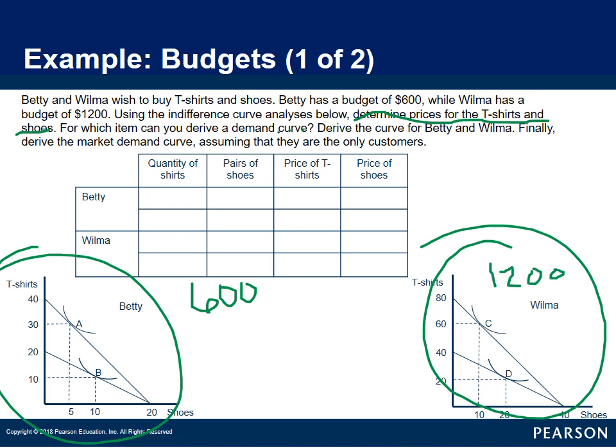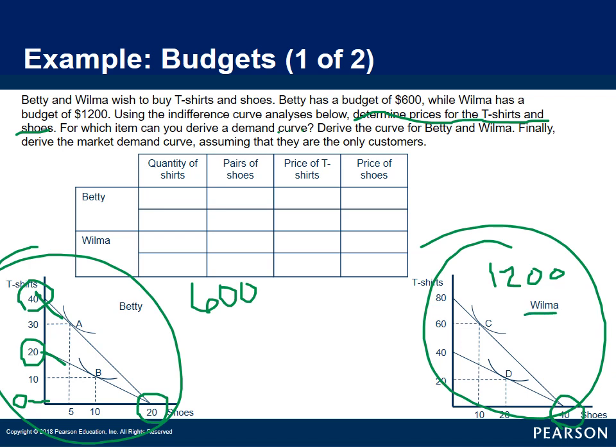So we know that there are potentially two different prices of t-shirts that we're looking at because we see that there are two different budget lines here. It looks as if the maximum number of shoes that could be purchased, if we purchased all shoes and 0 t-shirts, would be 20 shoes. So the shoe price is not changing. And that's the same over here for Wilma's graph.